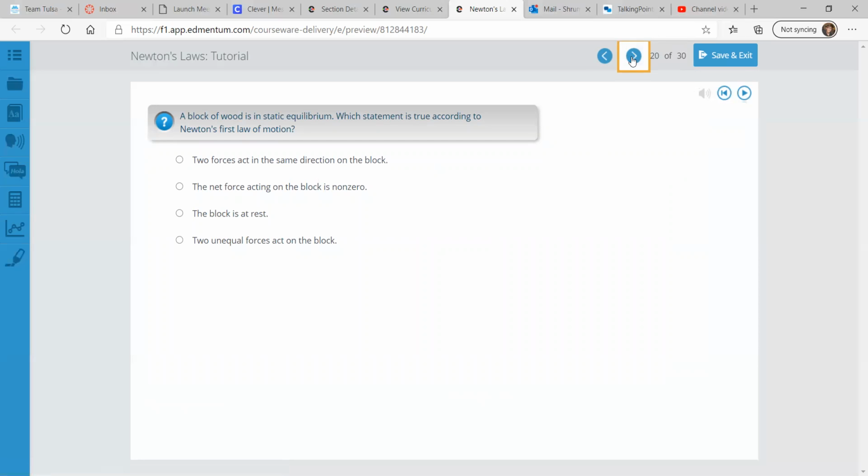Another question. A block of wood is in static equilibrium. Which statement is true according to Newton's first law of motion?